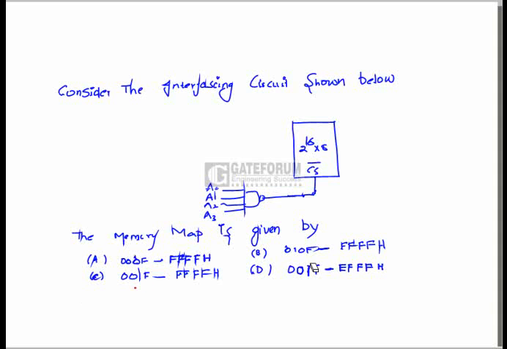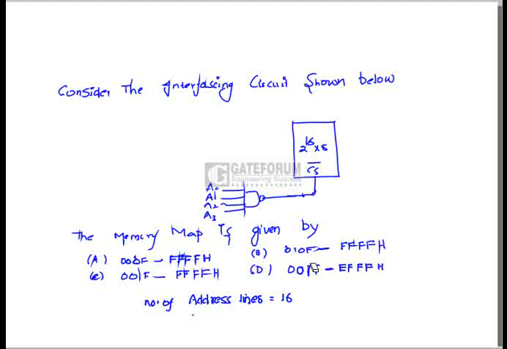Okay, for the given IC, in this question, we need to find out the possible address space. To find out the possible address range for a given memory IC, we need to know how many address lines it is having. For this particular memory IC, the number of address lines equals 16.